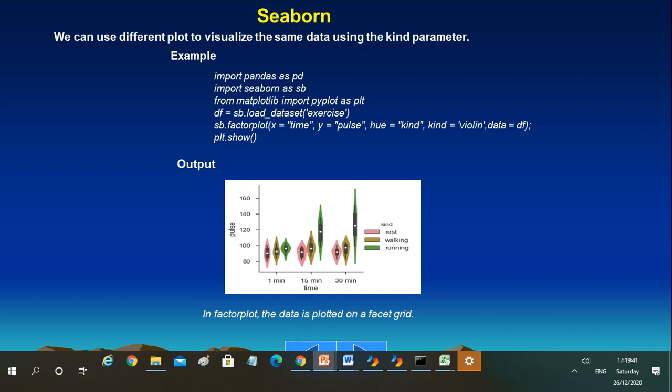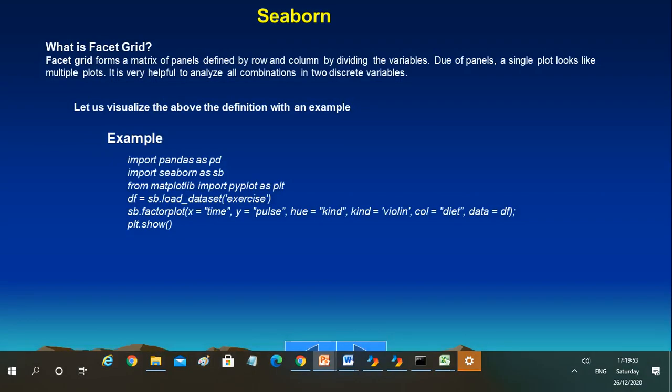In factor plot, the data is plotted on a facet grid. That is the difference, because we have used factor plot, so it is using the facet grid, right? Now what is a facet grid? Let's try and understand that also. Facet grid is a matrix of panels defined by row and column by dividing the variables. Due to panels, a single plot looks like multiple plots. It is very helpful to analyze all combinations in two discrete variables.